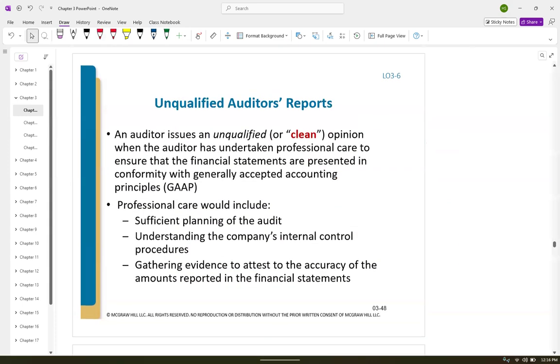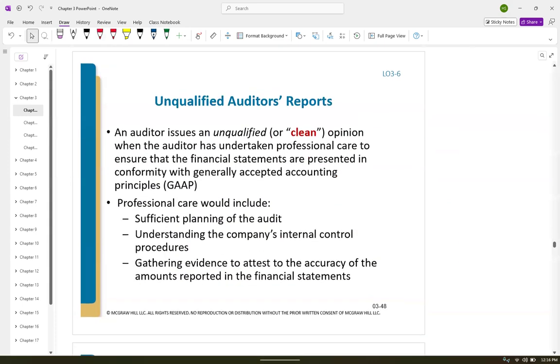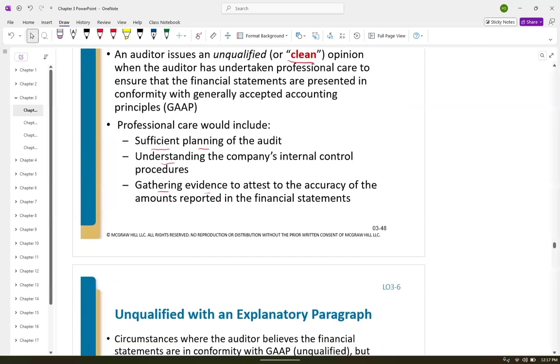I've already said all this. Okay. So I said unqualified is a clean opinion. Most audits end up being unqualified. Okay. Let's talk about the professional care, which is going to include sufficient planning, understanding of the company's internal controls, and the auditor is going to gather evidence to attest to the accuracy of the amounts reported in the financial statements.